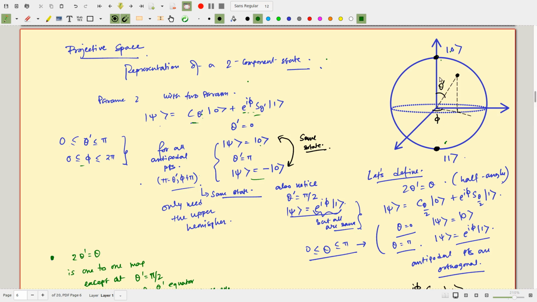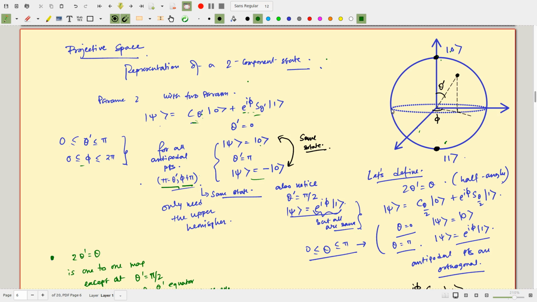We can carry this statement further. For any theta and phi, if I replace them by pi minus theta and phi plus pi, that means the diametrically opposite point on this sphere, they represent the same state by the same argument, that one of them is plus psi and the other is minus psi. So there is some redundancy, and we basically do not need the bottom half of this sphere at all. All we need is the top half, because the bottom half is just a repetition of the top half.